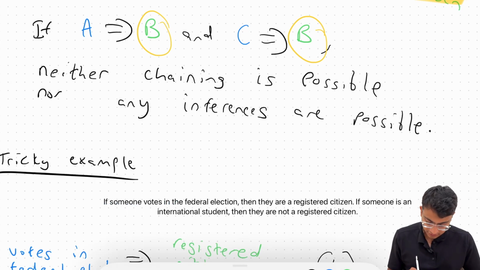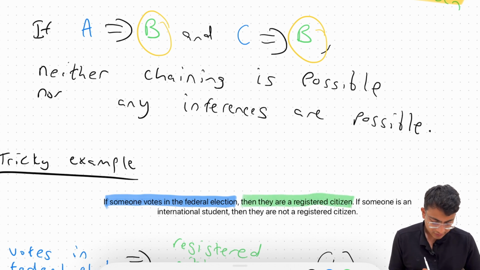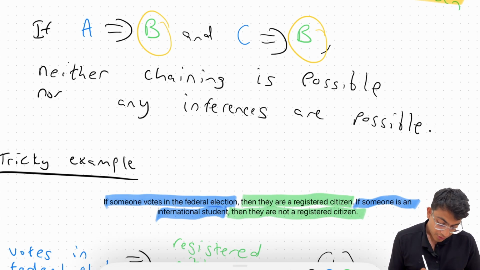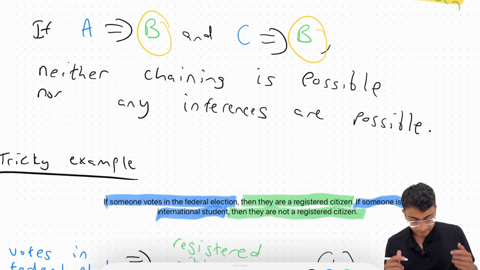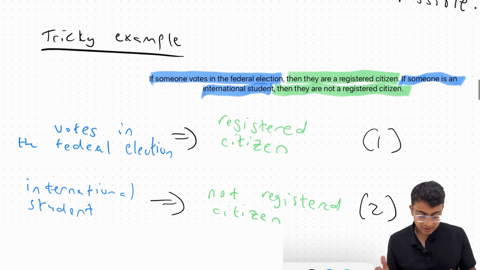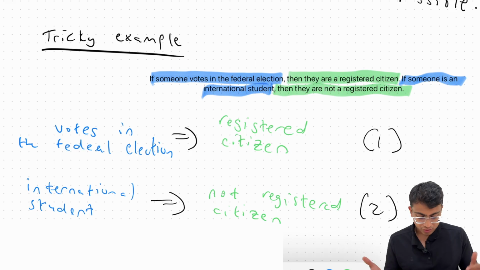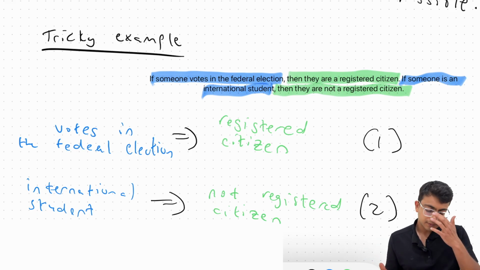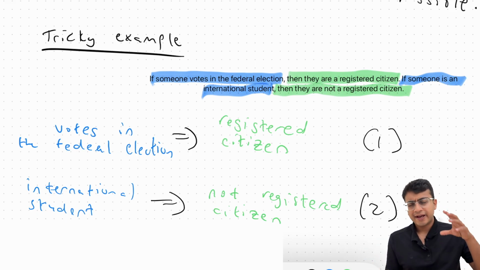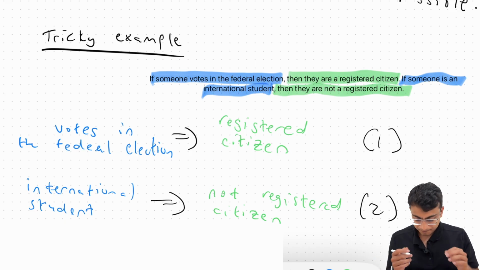If someone votes in the federal election, I want the highlighter. If someone votes in the federal election, then they are a registered citizen. Nothing new so far. If someone is an international student, then they are not a registered citizen. Okay, so I have two conditionals again. I'm going to diagram them as usual. This is what the diagram will be. Pause the video here and think if any chaining or inferences are possible.